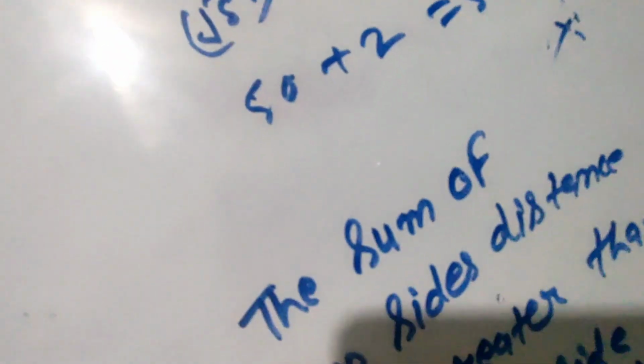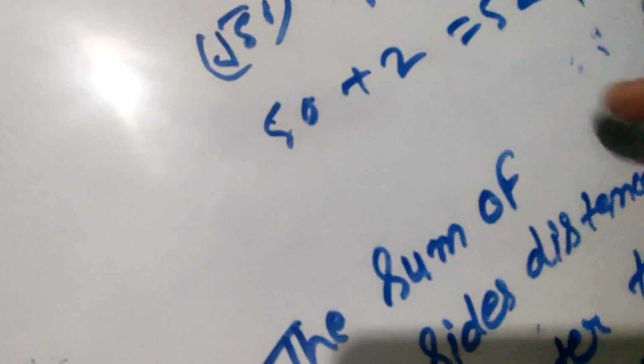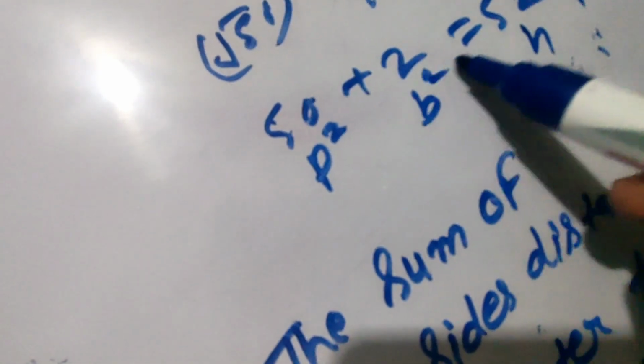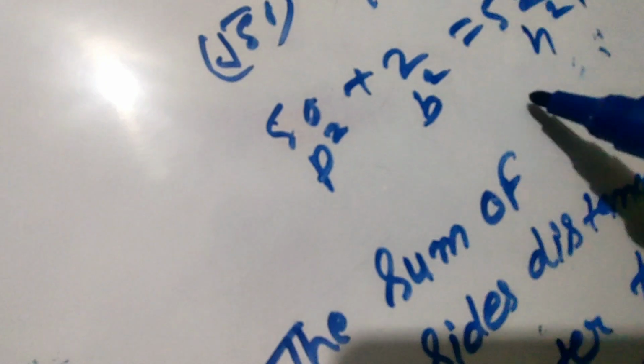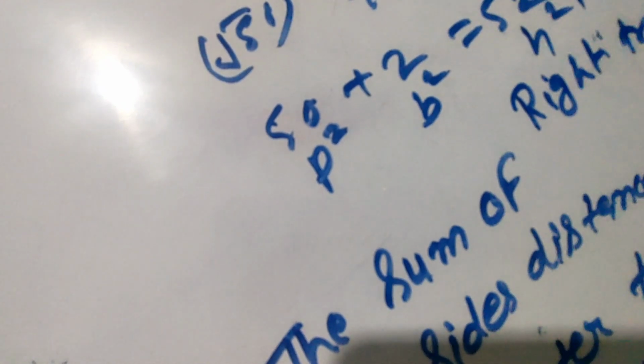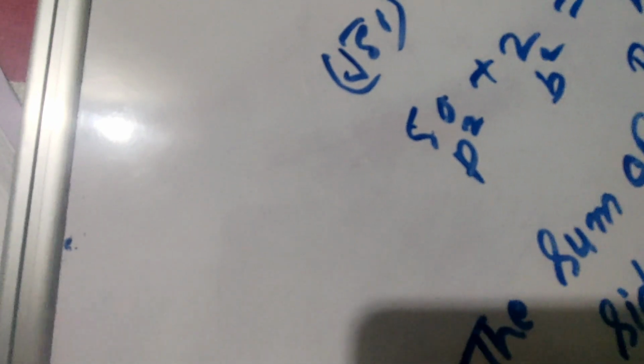Then square root of 50 plus square root of 2 equals square root of 52, since 50 plus 2 equals 52. Then which type of triangle? This is the hypotenuse, this is the base, and this is the perpendicular. Perpendicular square plus base square equals hypotenuse square. This is a right triangle. So PQR is a right angle triangle.